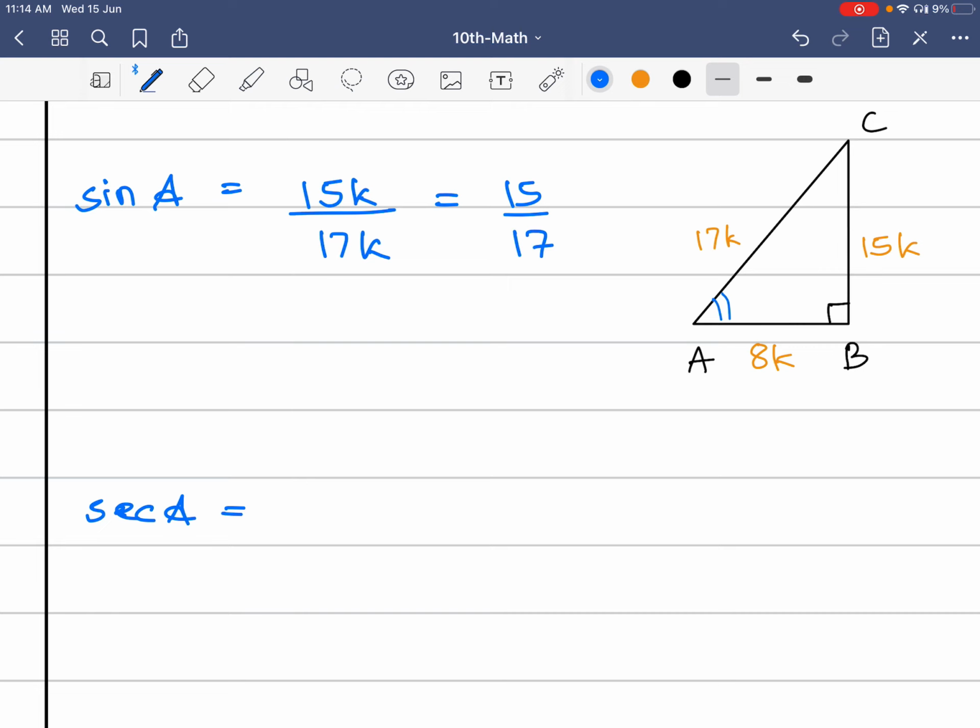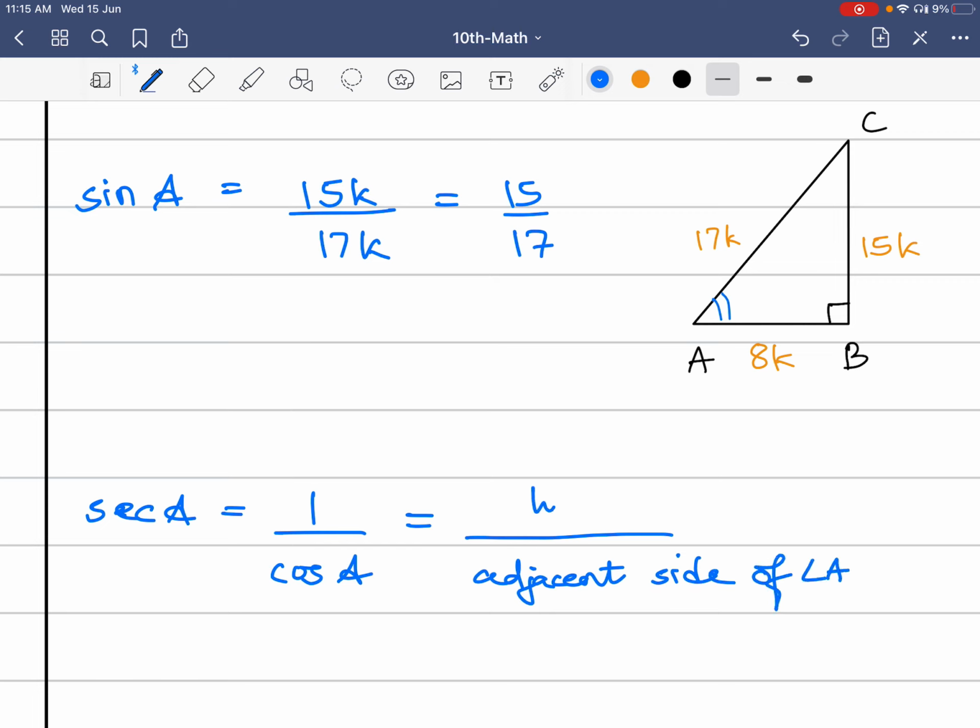And sec of A is in fact 1 upon cos A. And so it's a derived function. So sec of A is equal to 1 upon cos A. And what is 1 upon cos A? Cos A is adjacent side, just to make a note, that's equal to adjacent side of angle A divided by hypotenuse. That becomes our definition of sec A.